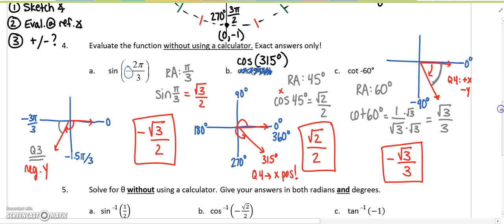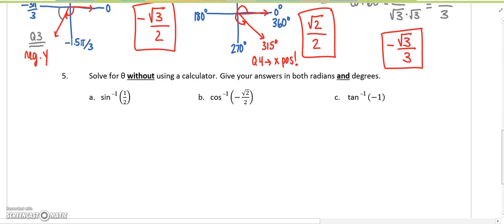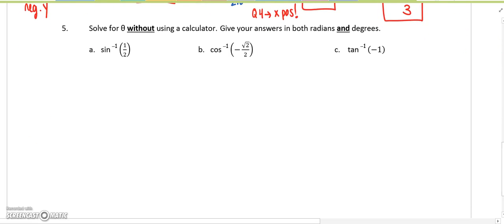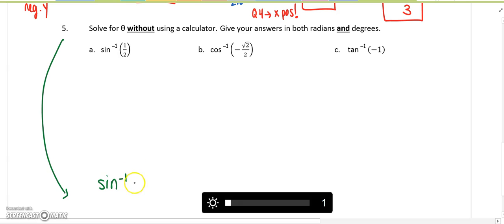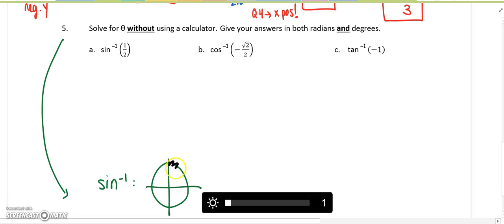Alright, the next three we're doing are going to be going backwards. So instead of me giving you the angle, I'm giving you the answer. You need to find the angle. Alright, and we're once again going to use our first quadrant. Here's the one thing you have to remember about these. Okay, and I'll write it down just a little bit down here. When you have, this is inverse, because going backwards, that's like inverse. When you have inverse sine, alright, we only look at the first and the fourth quadrant.